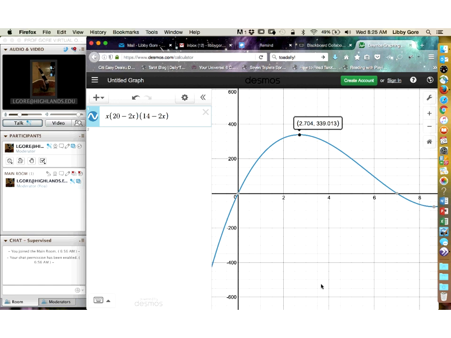It asks for a left boundary, so I arrow over and then hit enter, and then I keep arrowing over to a right boundary and hit enter, and then it asks me to guess. I don't care to guess. I just hit enter. And actually, I'm getting the same exact thing that I have on my screen here with my Desmos calculator. I am showing an x value of 2.7, and at 2.7, my maximum volume is 339.01. So let's go back.